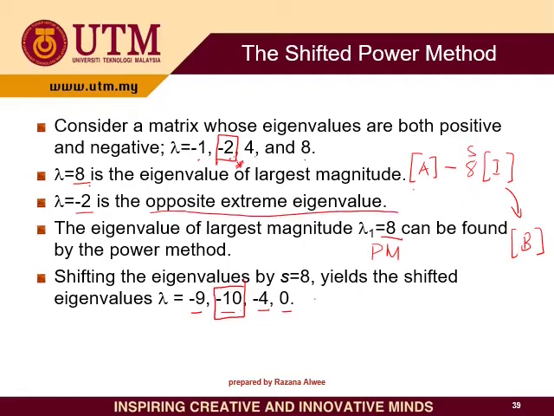If you can see here, if you shift it by 8, negative 1 becomes negative 9, negative 2 minus 8 is negative 10. So we will use the highest magnitude, which is negative 10. If you refer back, this negative 10 will be the value for our negative 2 in matrix A. Don't be confused by this, okay?